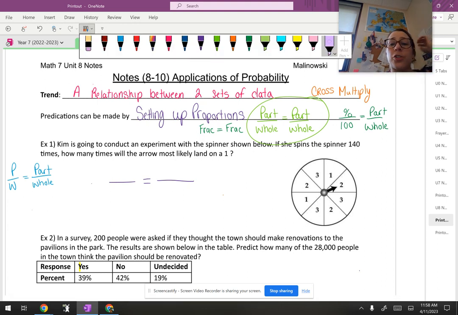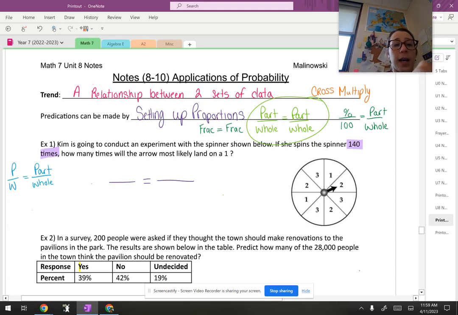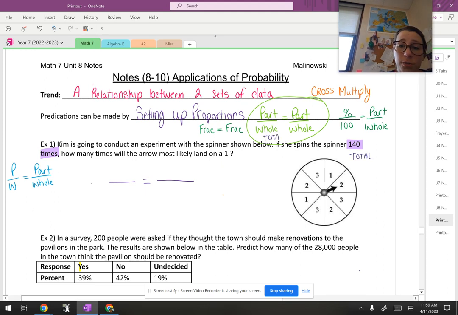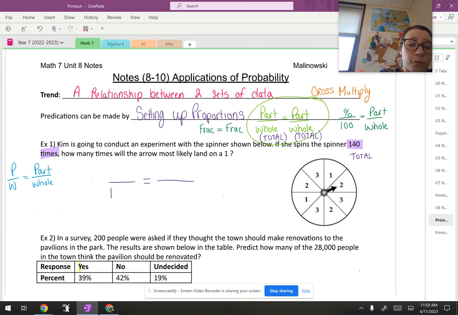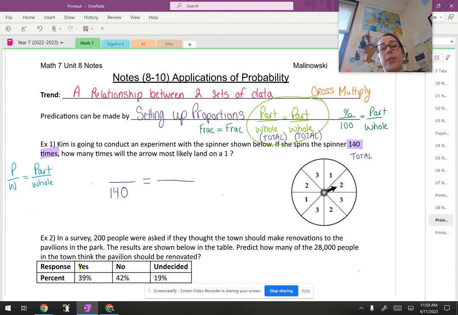The problem tells us that she spins it 140 times. That would be a whole. That's a total, right? Another name for that whole would be totals. I'm going to add that in. That 140 is a total, therefore it goes on the bottom.